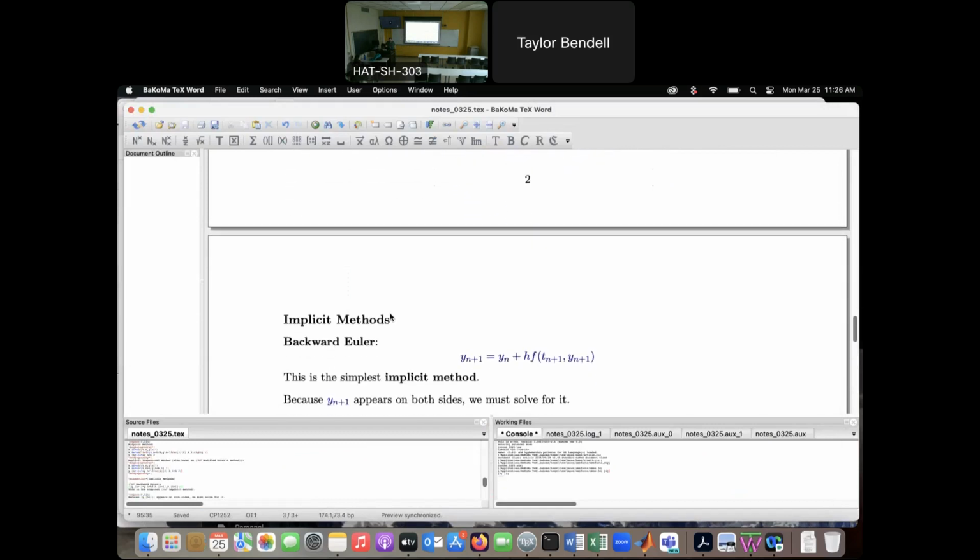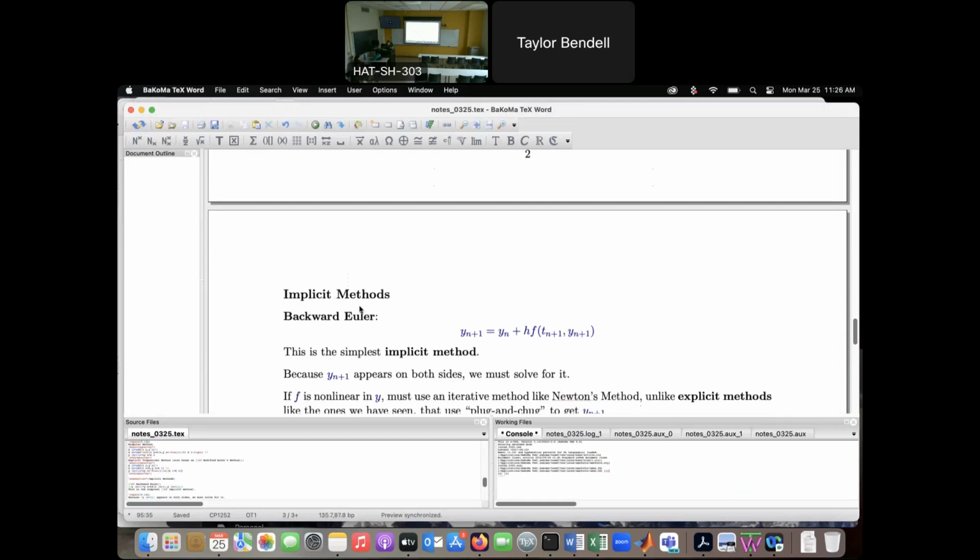Now, all the methods that I've shown you are also categorized as explicit methods. You can just basically plug and chug. You don't have to solve any equation or anything. Just take the information you're given, substitute it into your stages, grind it out, and then you have your solution at the due time, as opposed to an implicit method.